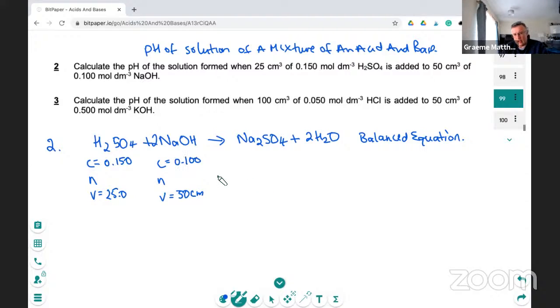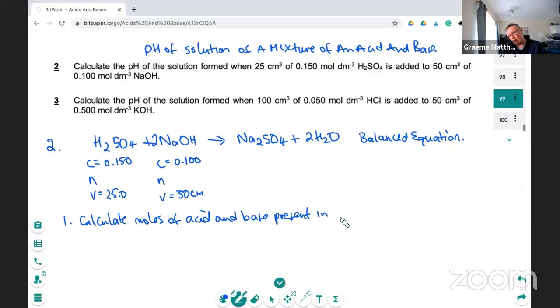So the plan. Number 1 is to calculate the moles of acid and base present initially. It's a really simple plan. Concentration is moles over volume, so moles is concentration times volume over 1,000.